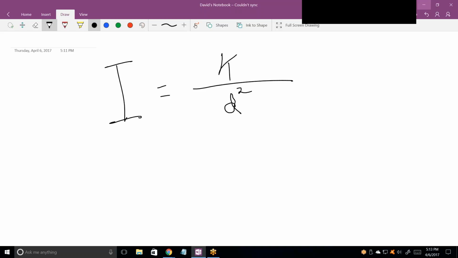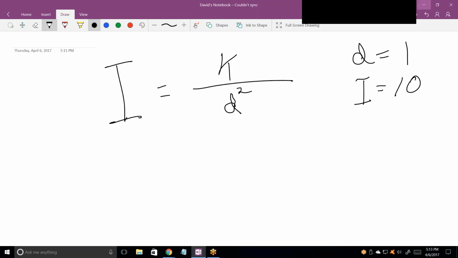It says that at a distance of 1 meter, in other words, when d is equal to 1, the intensity, I, is 10. And I'm going to ignore units for a moment. Usually they don't mess with units on you, so you don't need to worry about units.